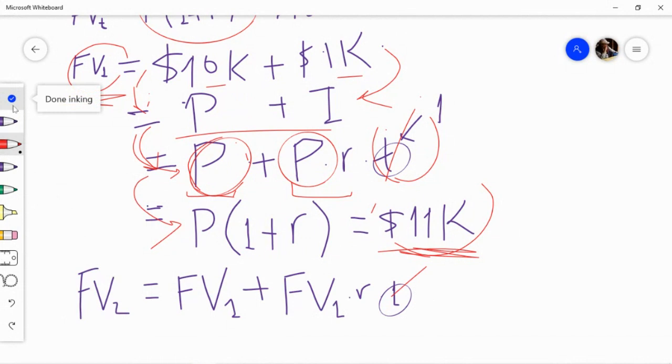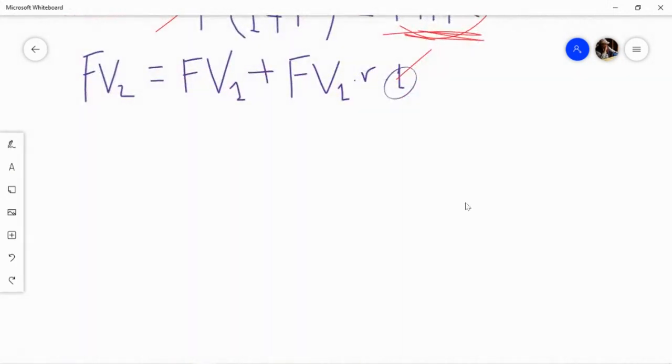And then what do you do? You simplify that again. You'll need to simplify. So what do you do? Factor out the common factor, which is FV1.